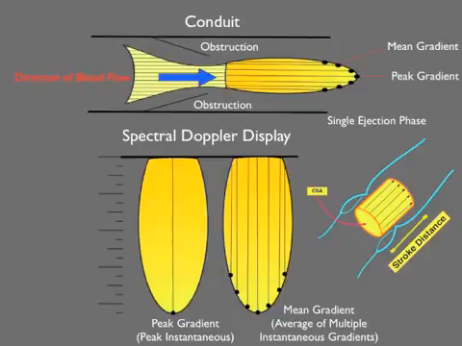It is important to understand the difference between a peak and mean gradient. The peak gradient, or peak instantaneous gradient, represents the highest instantaneous gradient obtained as blood flows through a narrowed orifice. On the other hand, a mean gradient is calculated over time as the average of multiple instantaneous gradients. Given that the gradient changes throughout the ejection phase, the mean gradient will be a lower number than the peak gradient.